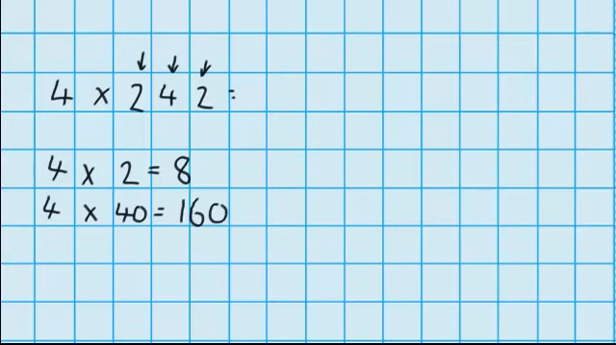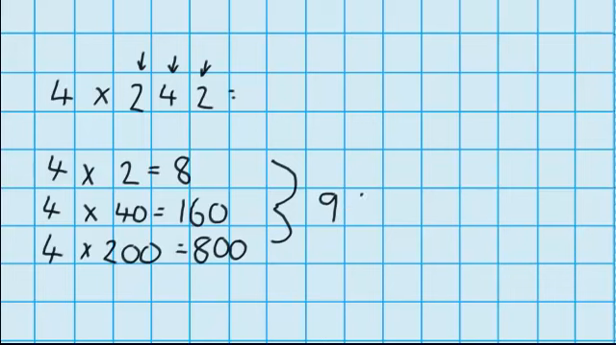160. So now in my head I've imagined my 4 groups, I've done my ones, I've done my tens, and all I've got left are the 200s, which are in all of my 4 groups. So 4 groups of 200, and I know 4 groups of 200 is 800. Last step is to add all those numbers together. 800 plus 160 plus 8 equals 968.